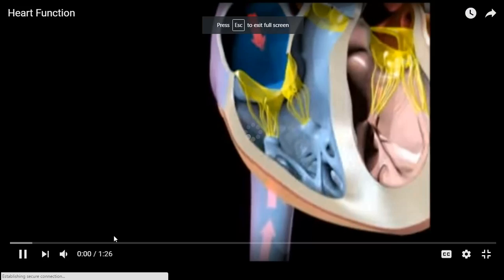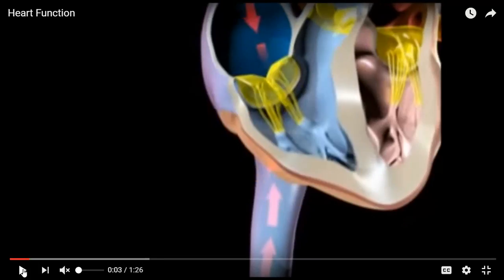There we go. So this is a very helpful animation, both in terms of understanding the structure of the heart, the anatomy, but also the function, the physiology of the valves. Think about it. What opens and closes the valves? Is it muscle? Is it an electrical charge?